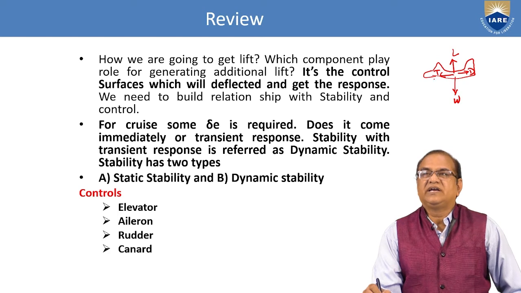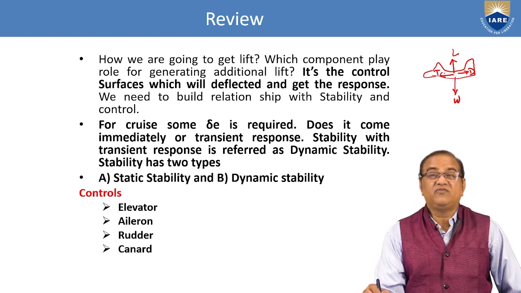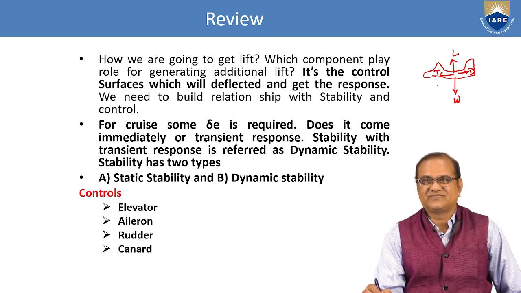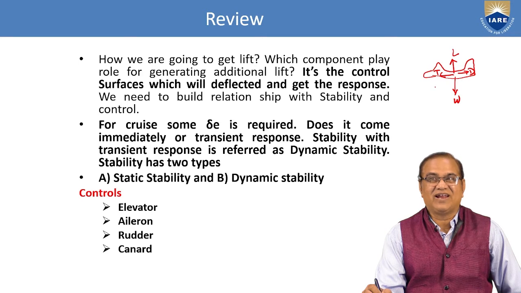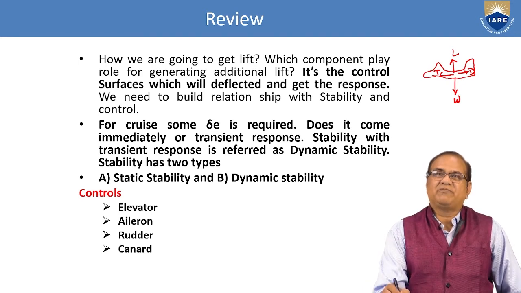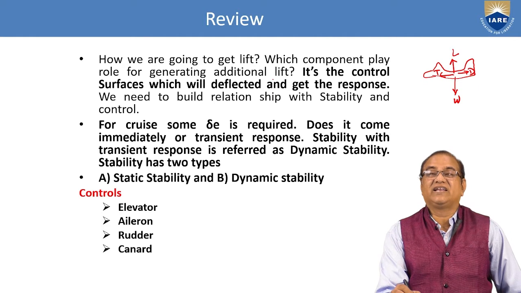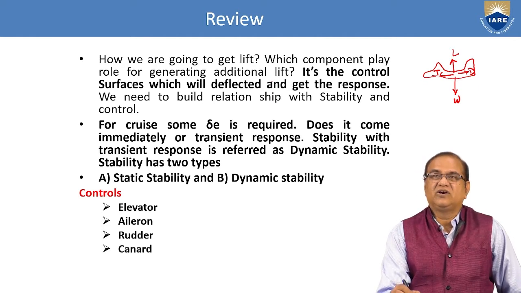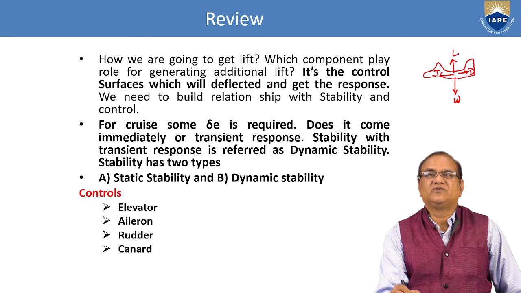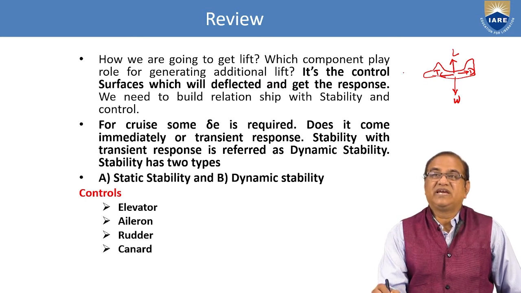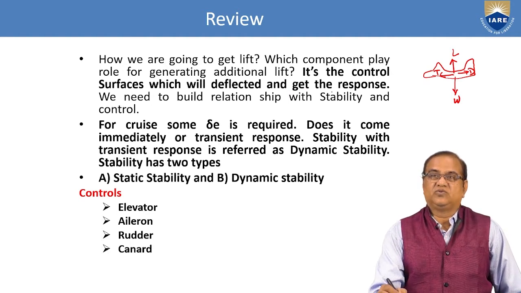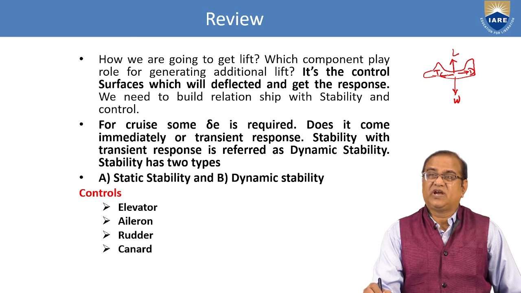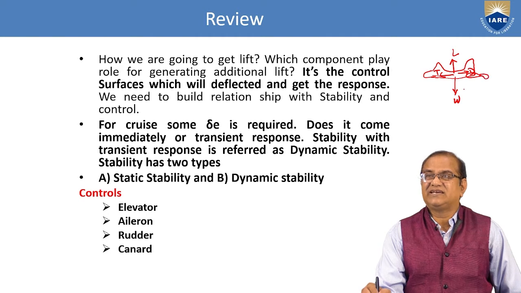So it is a constant speed, but if you want to give some extra lift, how are we going to give it? This we have not studied in our flight mechanics. Which component plays a role in generating additional lift? So in this steady state flight, which component is responsible for giving additional lift? It is the control surfaces, which will deflect and get the response. So if we want to increase the altitude, there is a tail and there is an elevator.